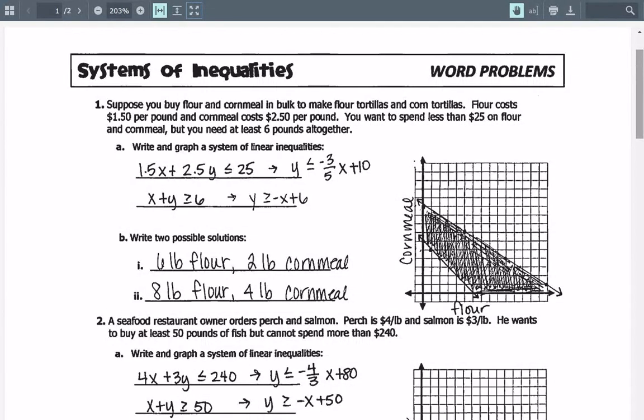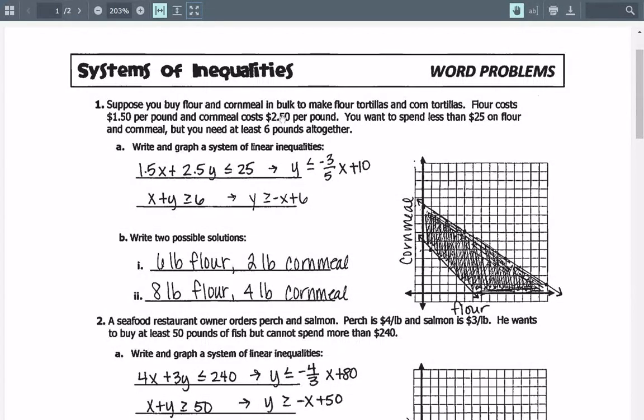Now, one of the things that we did not do, which we certainly should have, is define X and Y. What we've actually done is defined X and Y by labeling our graph. Notice that flour is written along the x-axis. Please pause and write flour along the x-axis right here at the bottom, and write cornmeal along the y-axis. So this will be a way for us to define X and Y. X is flour, Y is cornmeal.